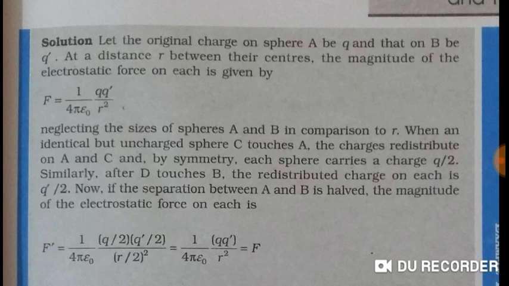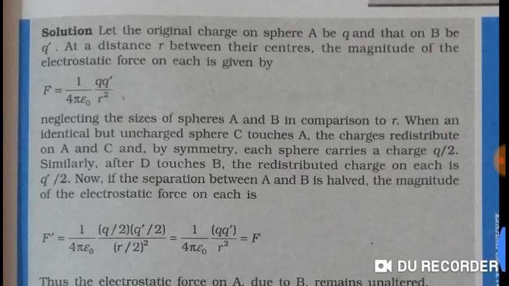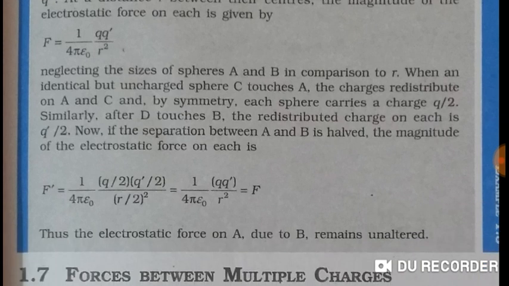Now, if the separation between A and B is halved, the magnitude of the electrostatic force on each is F' = (1/4πε0)(Q/2)(Q'/2)/(r/2)² = (1/4πε0) QQ'/r² = F. Thus, the electrostatic force on A due to B remains unaltered.